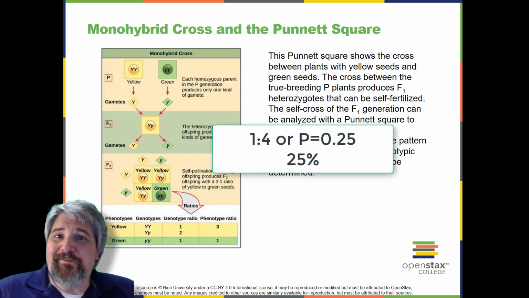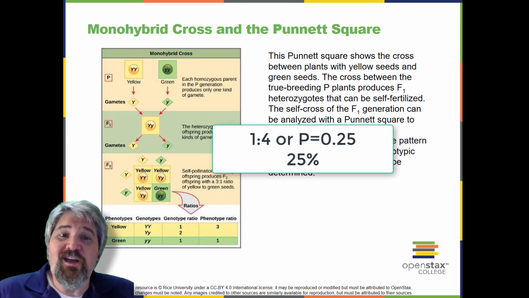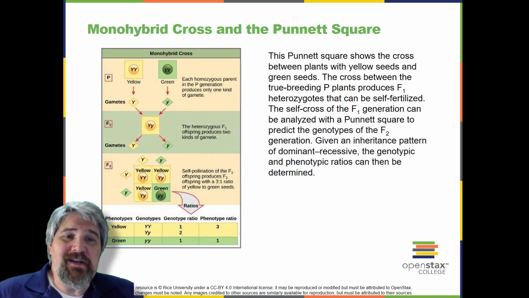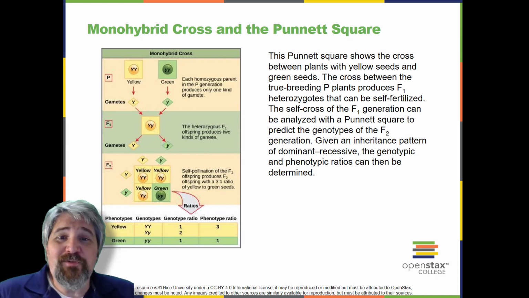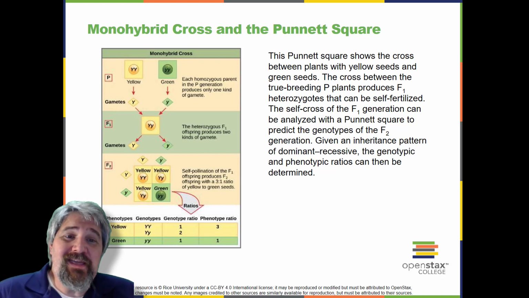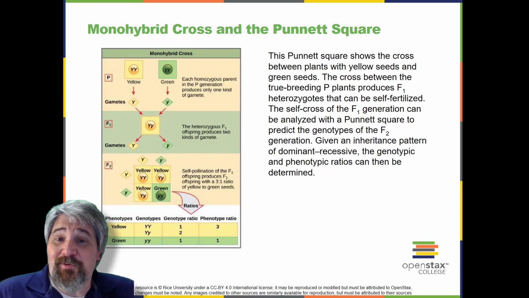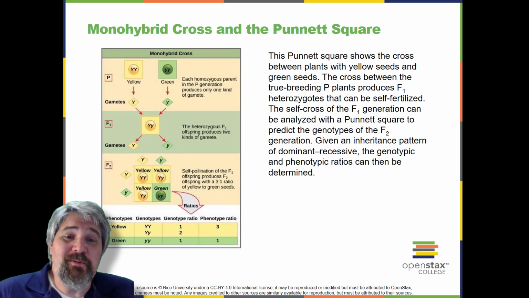The result is a 1 in 4, 25%, probability of both parents contributing a dominant allele, resulting in an offspring with a yellow phenotype. A 25% probability of parent A contributing a dominant and parent B a recessive, resulting in offspring with a yellow phenotype. A 25% probability of parent A contributing a recessive and parent B a dominant, also resulting in a yellow phenotype, and a 25% probability of both parents contributing a recessive, resulting in a green phenotype.